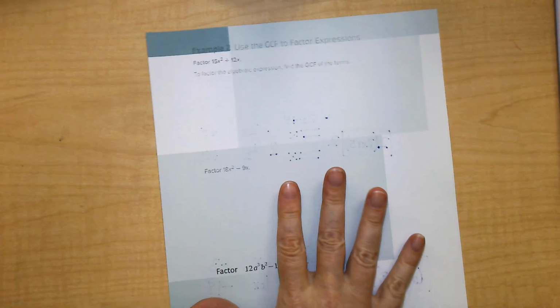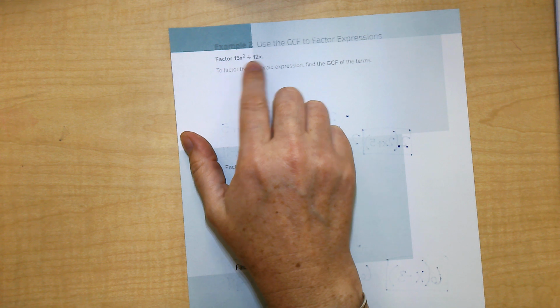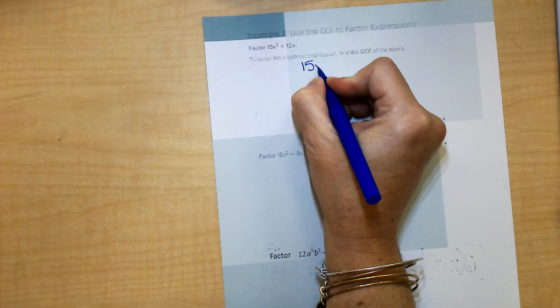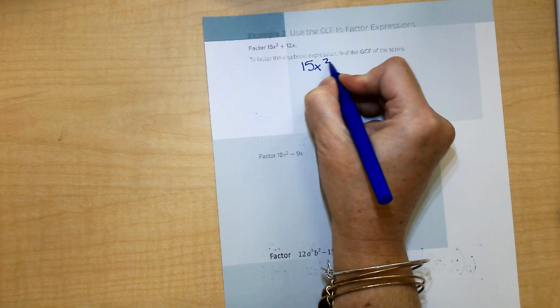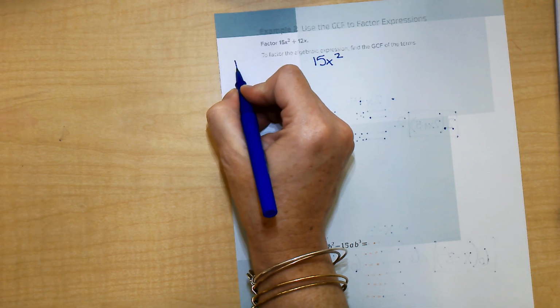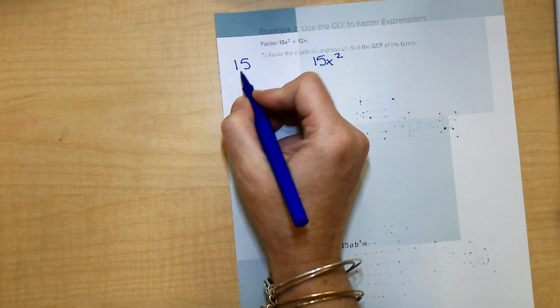Alright, so let's turn this over now. Alright, my first one, it says factor 15x squared plus 12x. Okay, so I'm going to take my first term of 15x squared. I'm going to make a factor tree of 15. I put my 15 at the top.